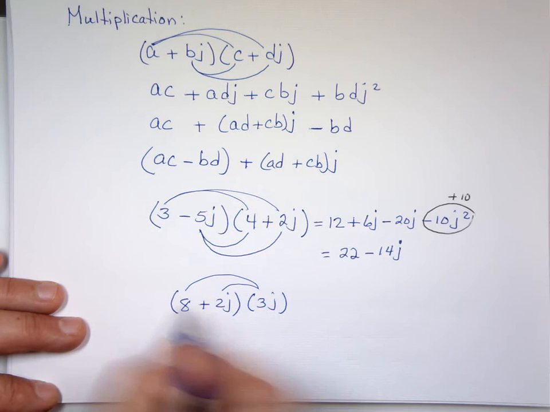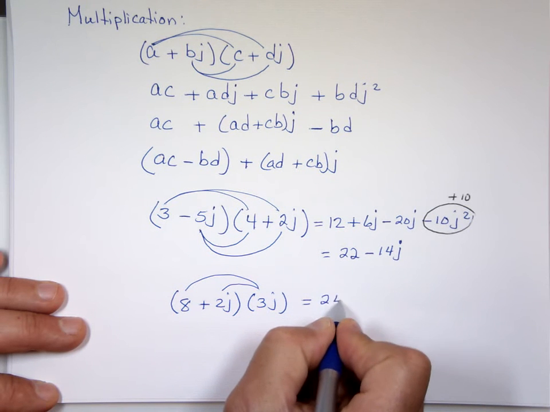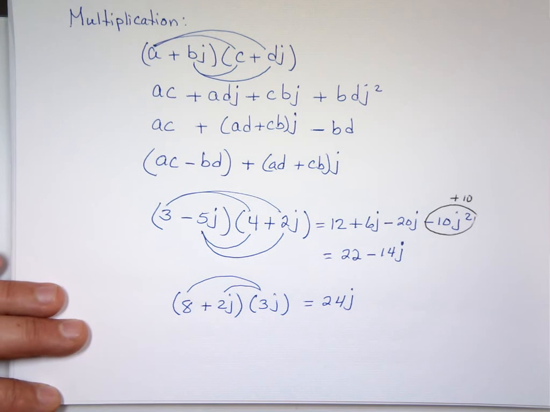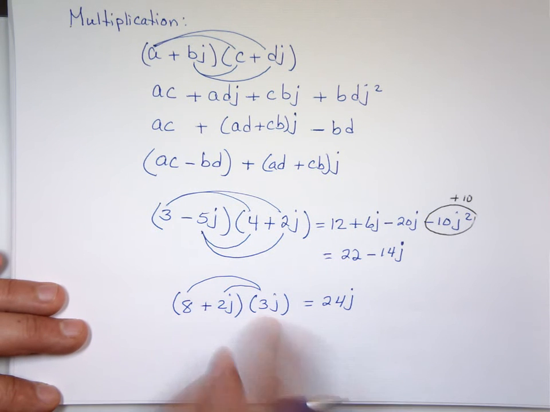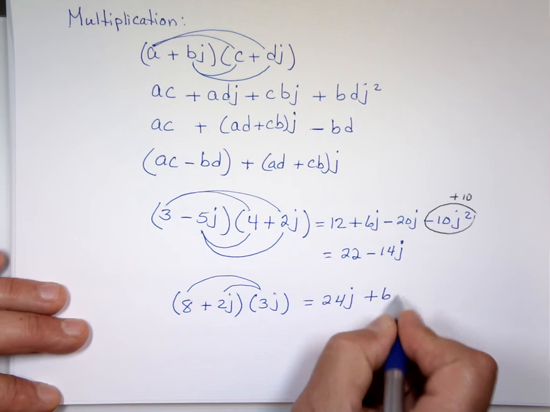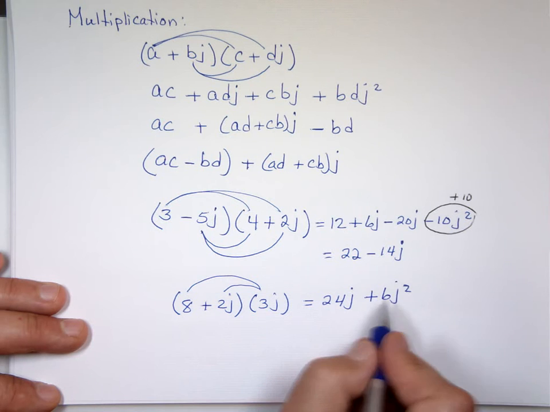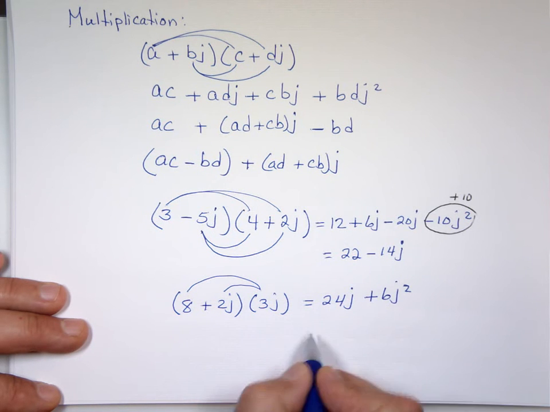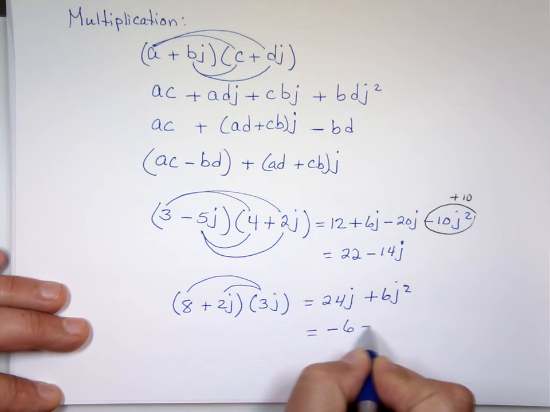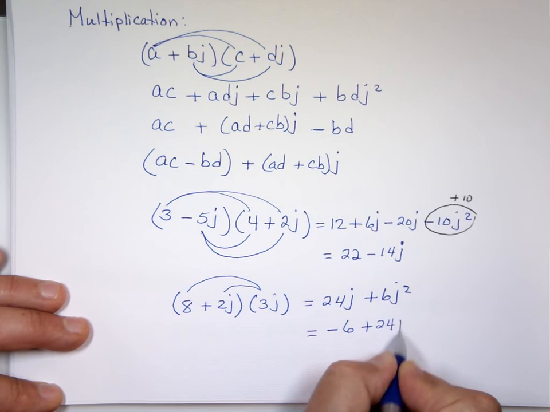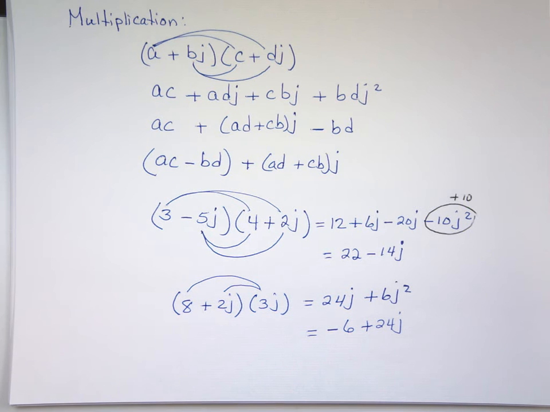3j times 8 is what? 24j. 2j times 3j is what? 6j squared. J squared is what? Negative 1. So that will make this one what? Negative 6. So it's negative 6 plus 24j. So just remember your algebra. It's the same thing. Treat j just like x. The only difference is when you have j squared that turns to a negative 1.